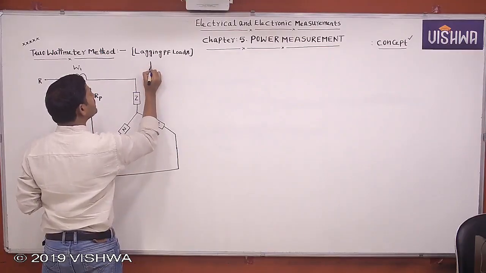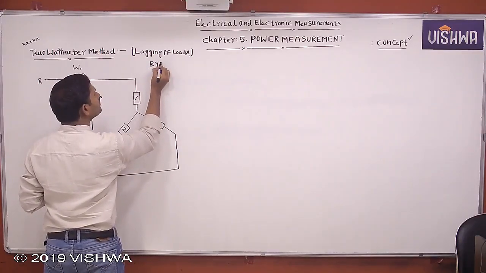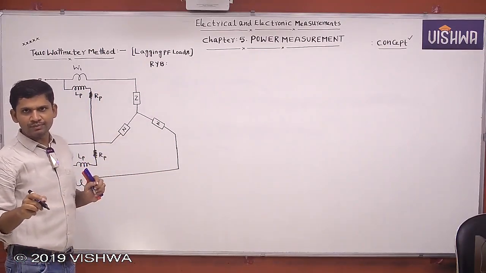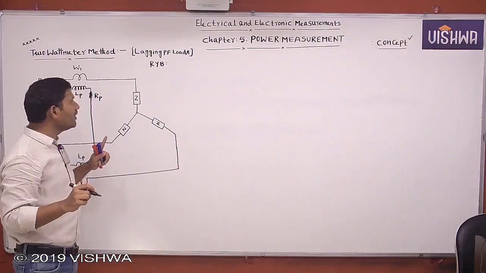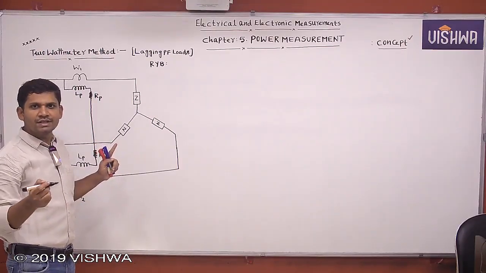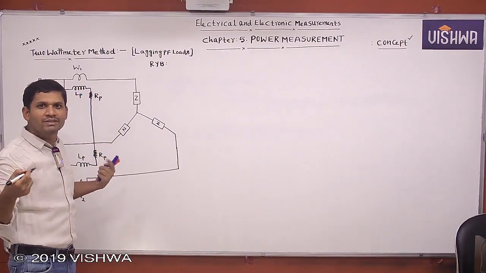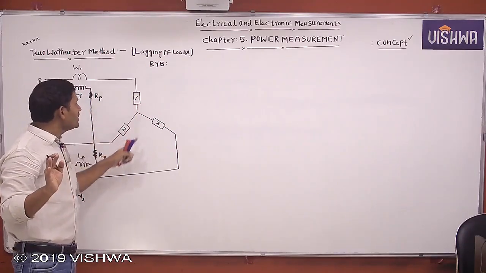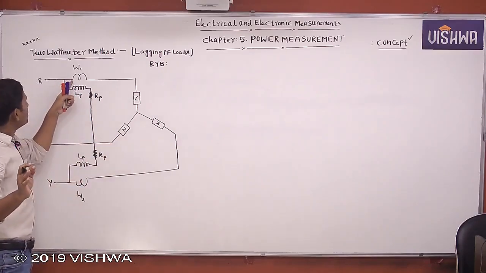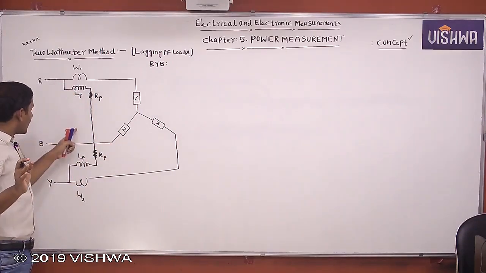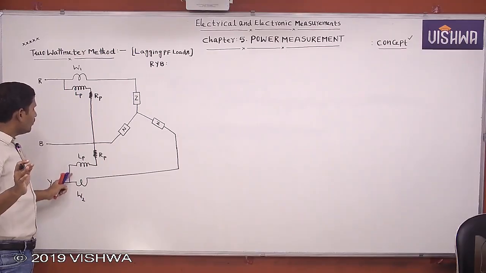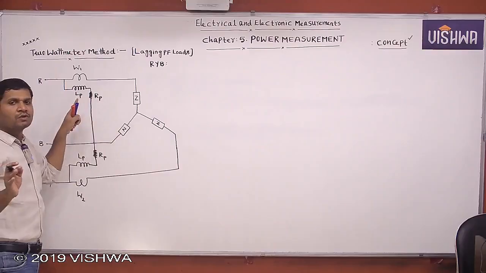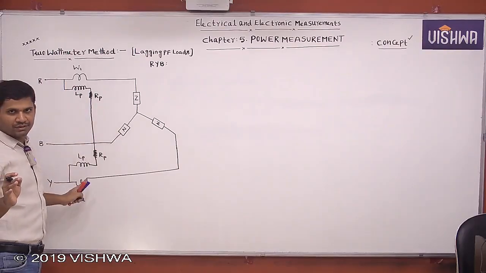Here the phase sequence is RYB. The wattmeter readings also depend on the phase sequence. If the phase sequence changes, how to write the wattmeter readings directly, that I will also explain. But up to now, concentrate on this assumption I am explaining: W1 is connected between R and B, W2 is connected between Y and B. The wattmeter readings depend on the phase sequence and also on the connection of the wattmeters.